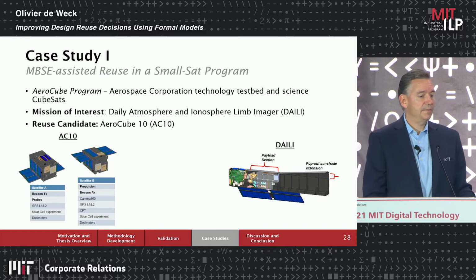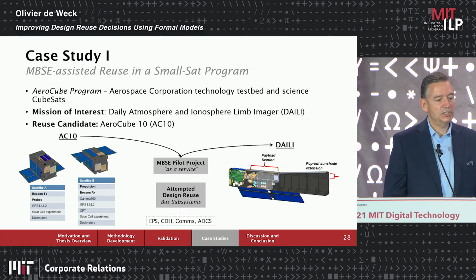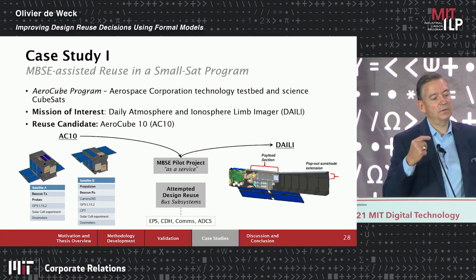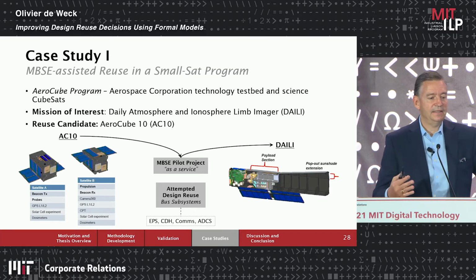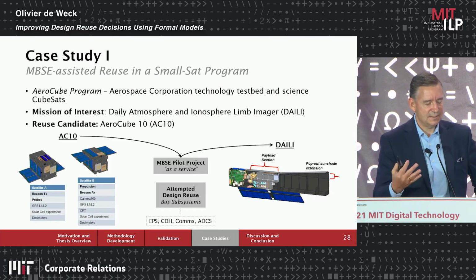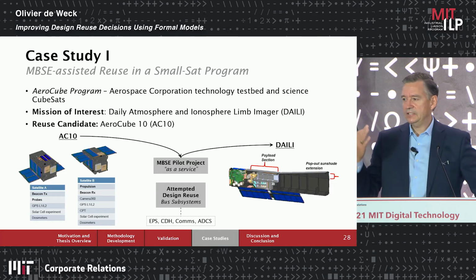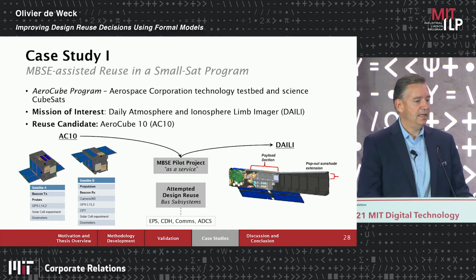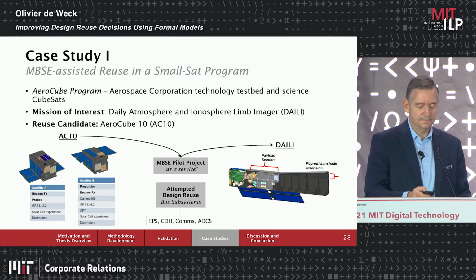And then there's a new program called Daily, which is also a remote sensing satellite. So the question is, does it make sense to reuse subsystems from the AC-10, the Aerocube 10, on the Daily mission? The good thing is for both of those, AC-10 and Daily, model-based system engineering exists. And we looked in particular at 4 subsystems. So the EPS is the electrical power system, CDH is command and data handling, communications, and then finally the ADCS, which is your attitude determination and pointing system.